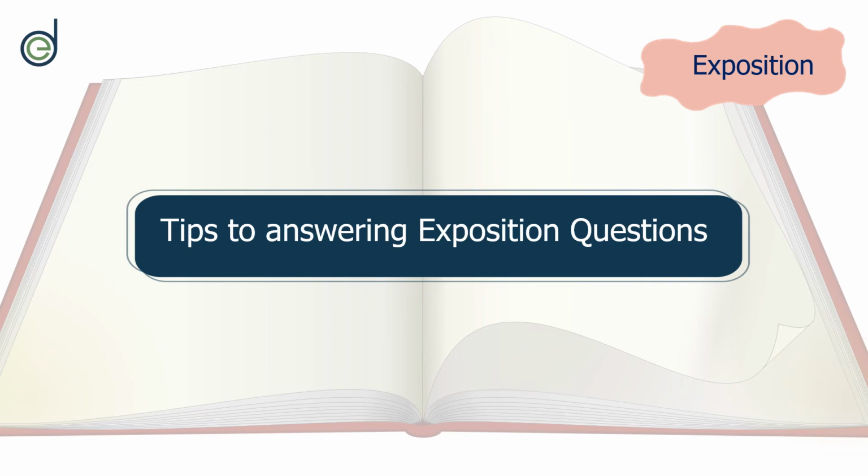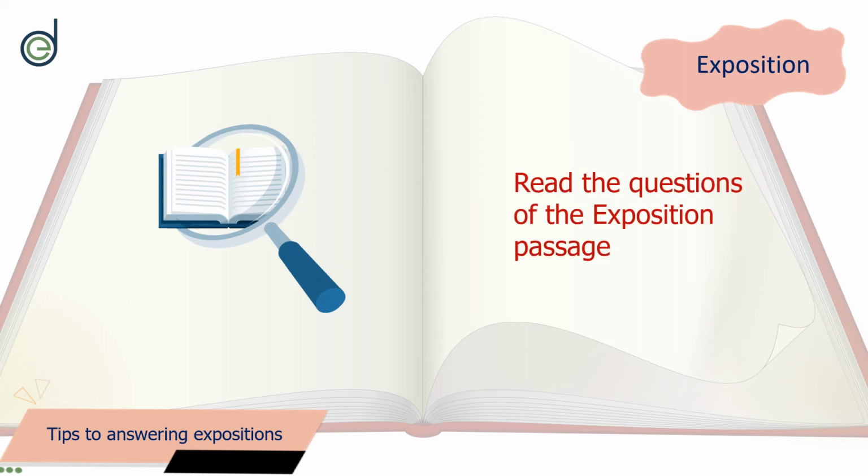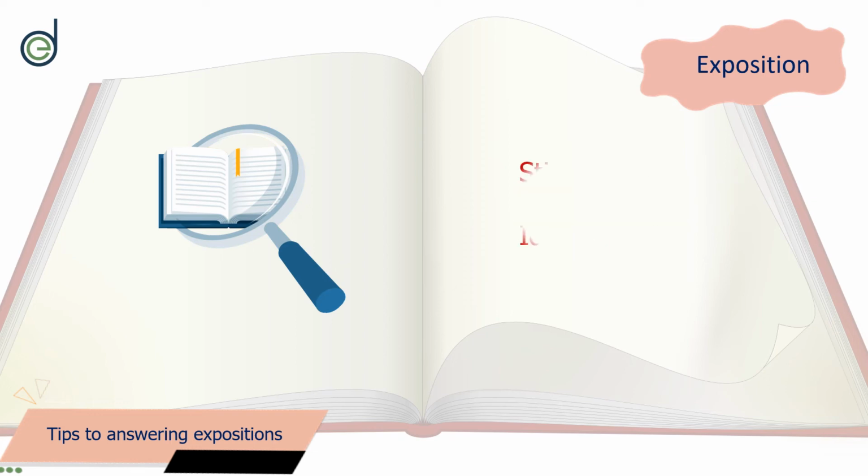Now we know what an exposition is and how we can identify one. We will have a look into how to answer exposition passages. First, skim through the entire passage, then come back to read the first paragraph carefully. This gives you a general view of the main idea of the topic. Second, it is advisable to read the questions of the passage. This will give you a clue of what to look out for while reading.